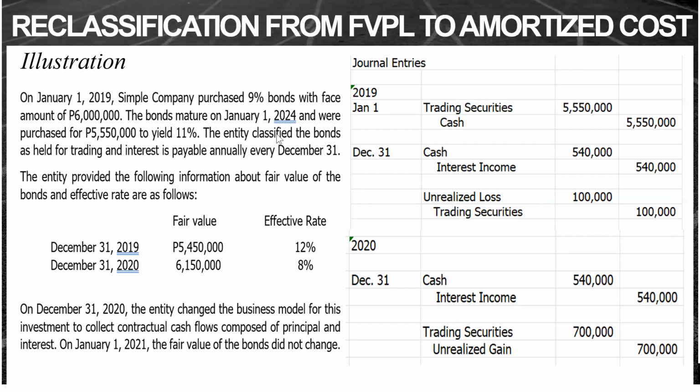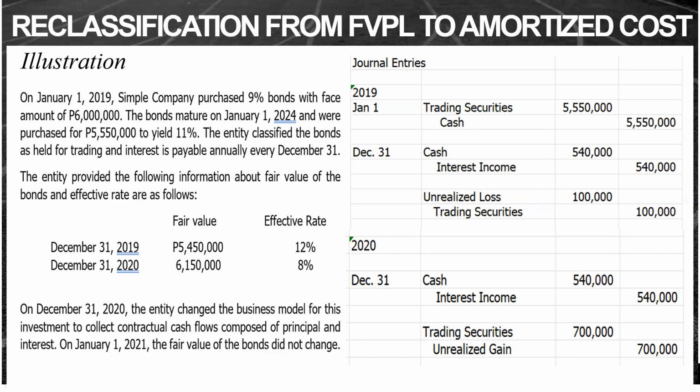So first, let's discuss the entries that we will make upon purchase of our investment. The very first is for January 1, 2019. The first entry, of course, is to recognize the purchase, the acquisition of our bonds. So our bonds were purchased at 5,550,000.